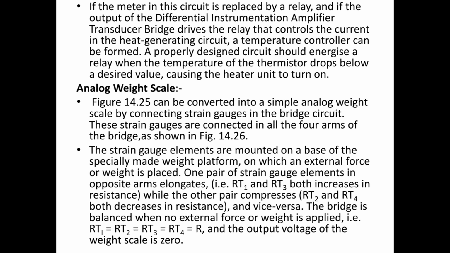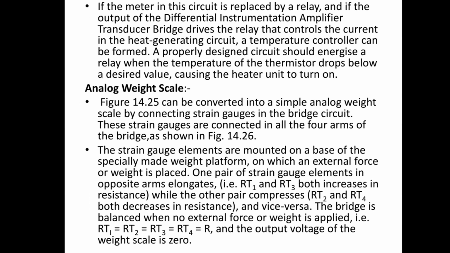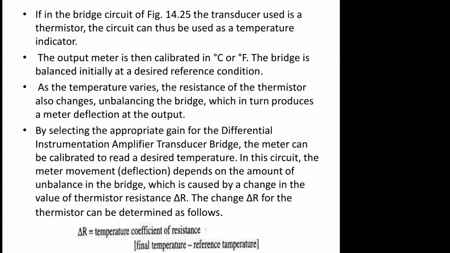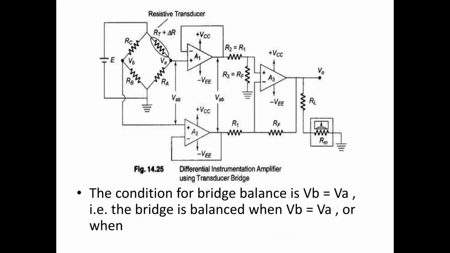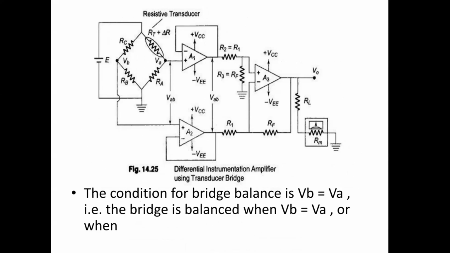We are going to refer to the same circuit for the analog weight scale. The temperature indicator using a thermistor is a differential instrumentation amplifier using a transducer bridge. The same circuit is used for the analog weight scale also. This circuit can be converted into a simple analog weight scale by connecting strain gauges in the bridge circuit.